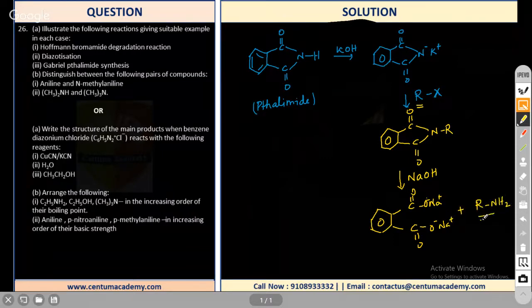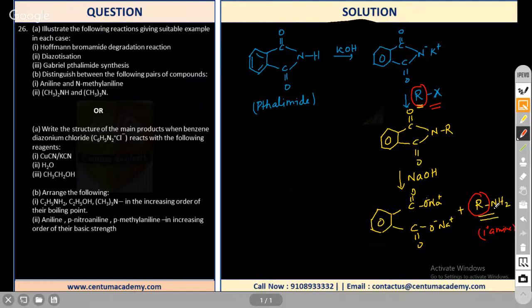So if we have to form methylamine, then here we'll take CH3X. With respect to this R group only, we are getting the amines here. So this we can choose according to our requirement. Whatever we have to form, accordingly we'll take the alkyl halide here and we'll get the final product. So this is 1 degree amine, which we get in this particular name reaction, that is Gabriel phthalimide synthesis.